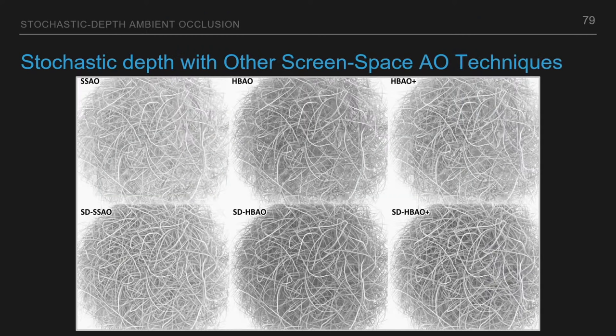Stochastic depth ambient occlusion also generalizes well to other screen space ambient occlusion techniques, for example Crytek's SSAO or NVIDIA's HBAO+. The principle is the same, but the actual ambient occlusion computation is slightly different. So now onto the results. When we move the camera around with stochastic depth ambient occlusion, we see that the occlusion now stays consistent and doesn't disappear anymore.